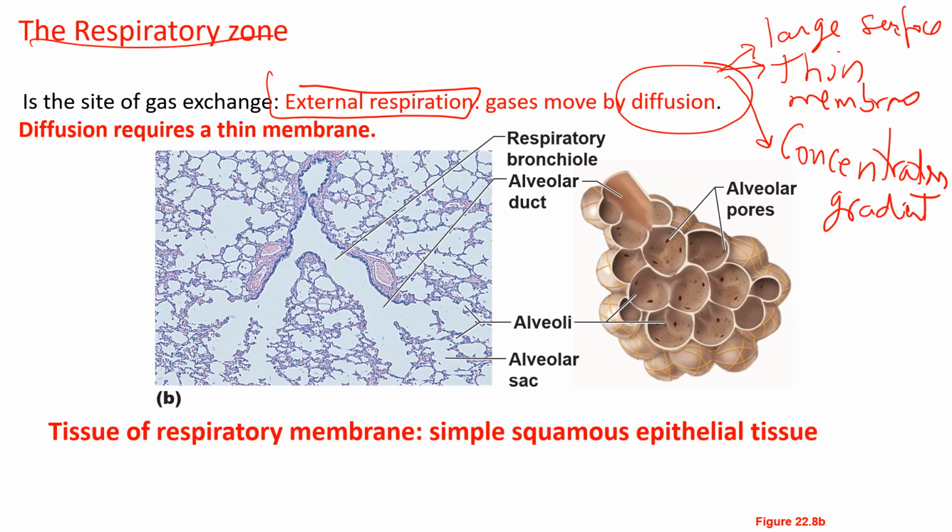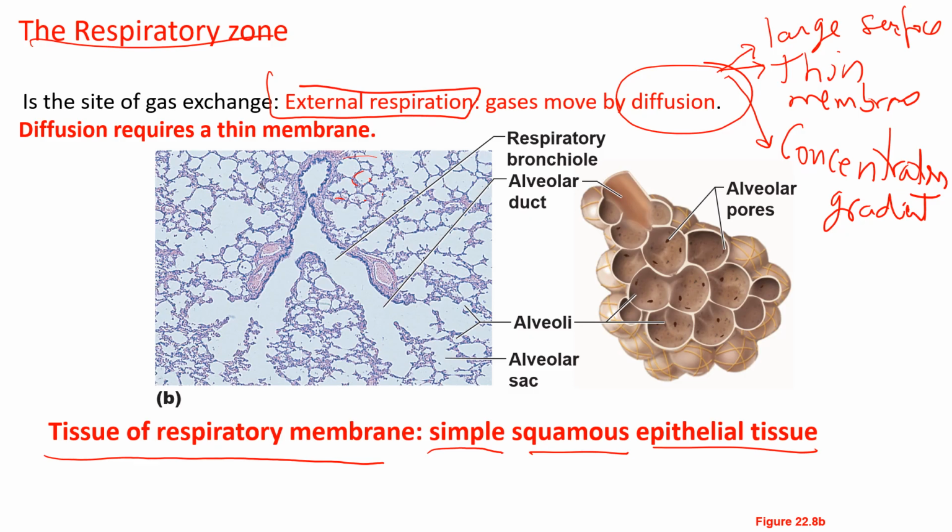Okay, so we have the large surface area. We have 300 million alveoli. We have a thin membrane because the tissue of all of the respiratory zone structures, starting with the respiratory bronchiole, is going to be the thinnest of tissues, simple squamous epithelium. So all of these structures you see in this picture are going to be flat little cells, one layer of flat little cells. That's what the respiratory zone is made of. There's your thin structure, your thin membrane.